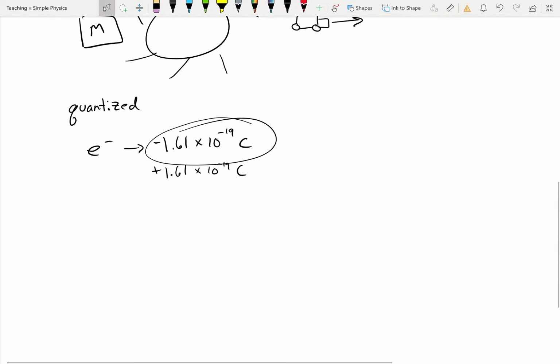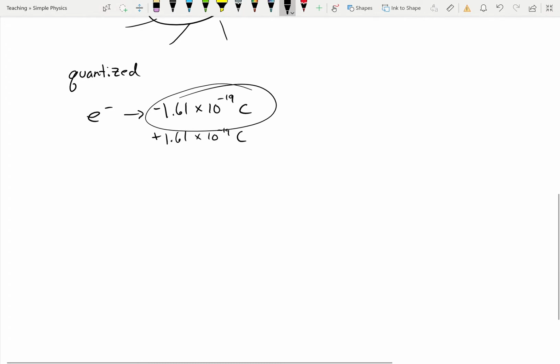So one of the most direct uses of charge comes in the form of Coulomb's law, which states the force between two charges is equal to a constant times the magnitude of the first charge times the magnitude of the second charge, all over the radius, or the distance between them, squared.